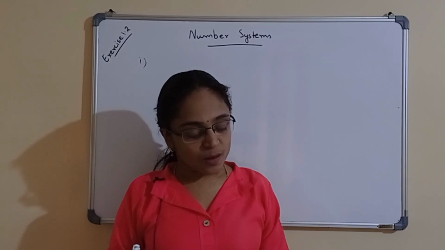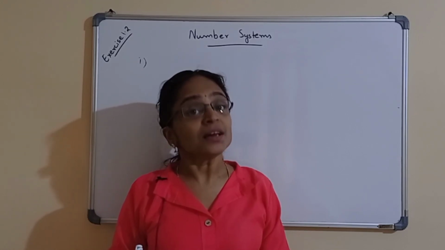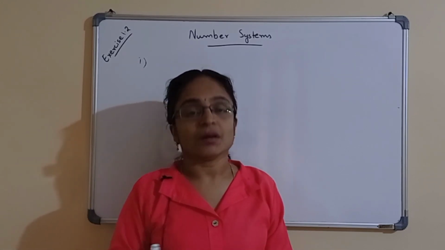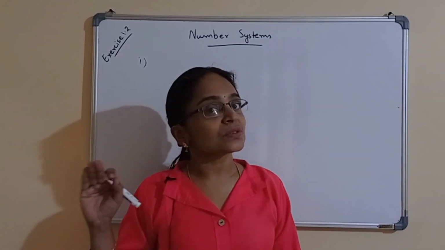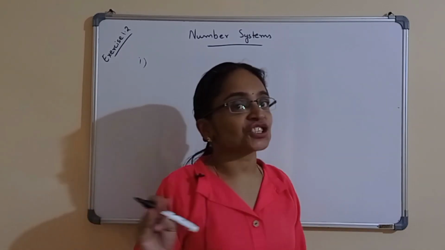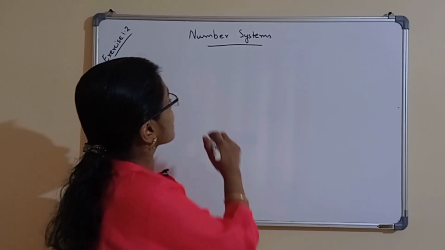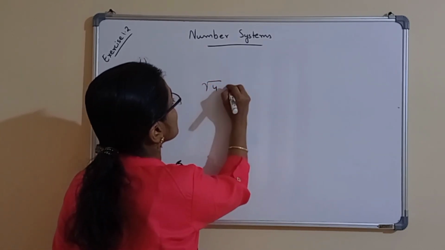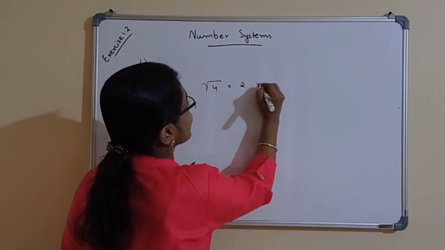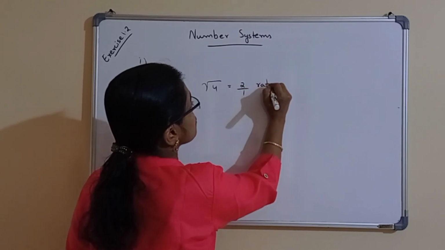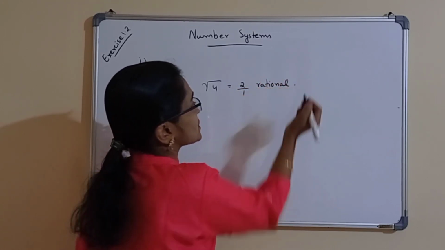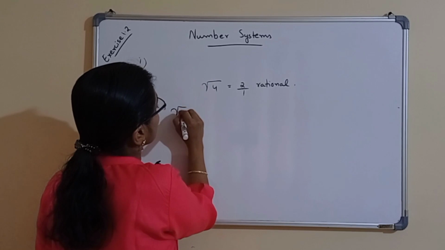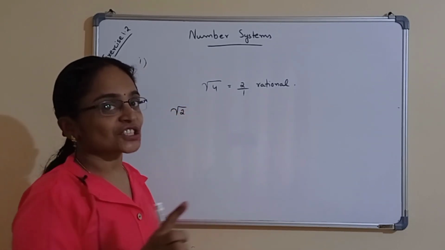If not, give an example of the square root of a number that is a rational number. So, are the square roots of all positive integers irrational? No, right? Because square root of 4 is 2, which is rational. 2 can be expressed as 2 by 1. So, this is rational. But square root of 2, it is irrational.